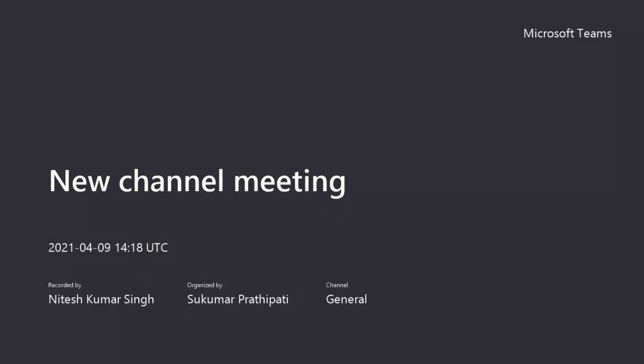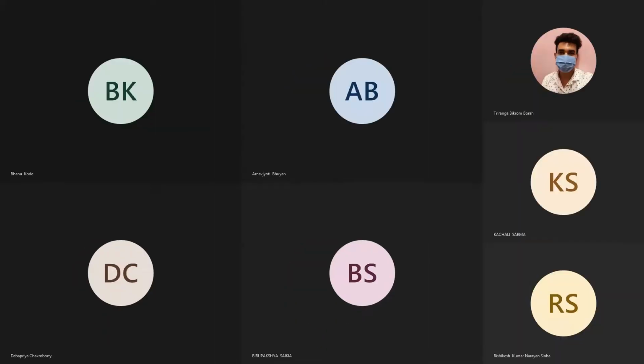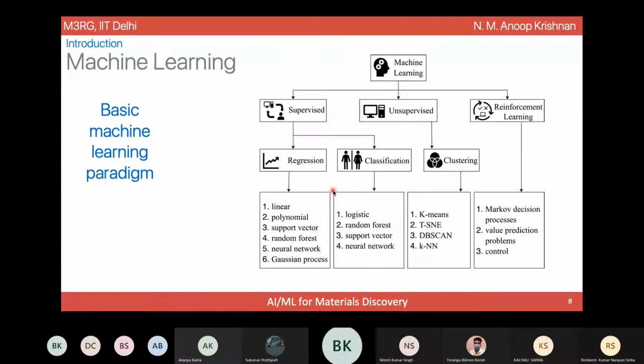Eventually developed something called glass design charts, about which I'm going to speak a few slides later. So the basic machine learning paradigm is as follows. Broadly, machine learning can be divided into supervised, unsupervised, and reinforcement learning. In supervised learning, you can have regression and classification. And in unsupervised, you can have clustering.